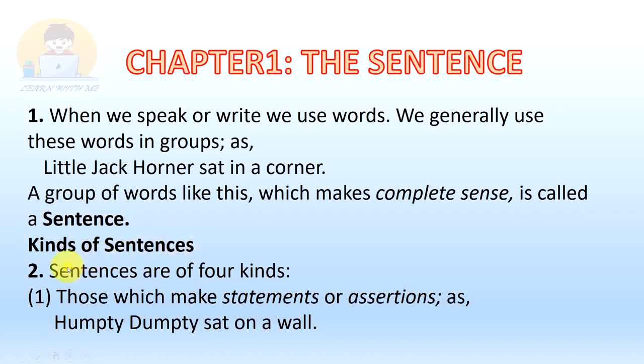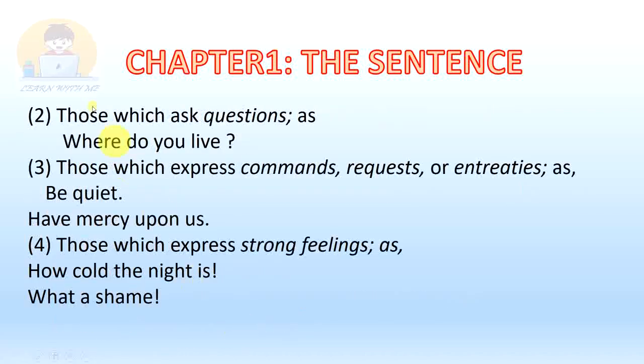Kinds of sentences. 2. Sentences are of four kinds. 1. Those which make statements or assertions, as Humpty Dumpty sat on a wall. 2. Those which ask questions, as Where do you live? 3. Those which express commands, requests, or entreaties, as Be quiet. Have mercy upon us. 4. Those which express strong feelings, as How cold the night is.